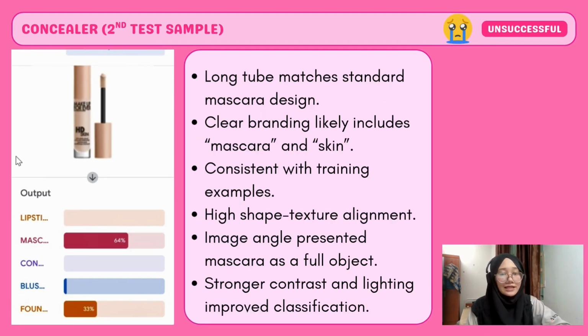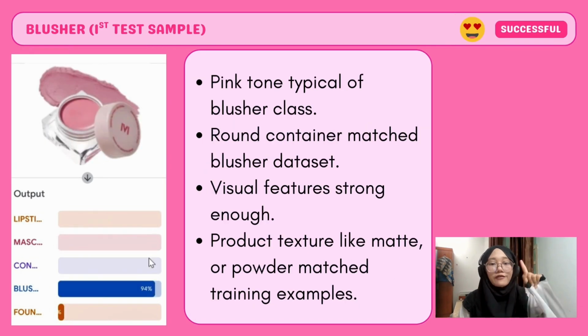The second concealer sample was also misclassified, mainly due to its long tube shape and the presence of the word skin, which made the AI lean towards mascara or foundation. Then, for the first blusher sample, the AI got it right. The pink tone, round container, and the texture were strong enough visual cues for blusher.